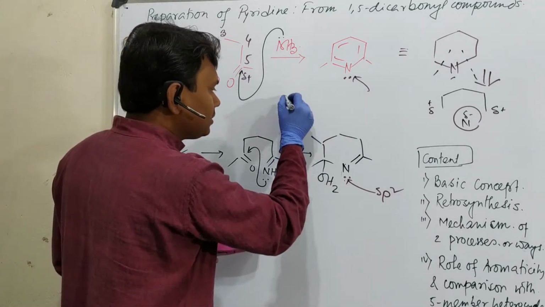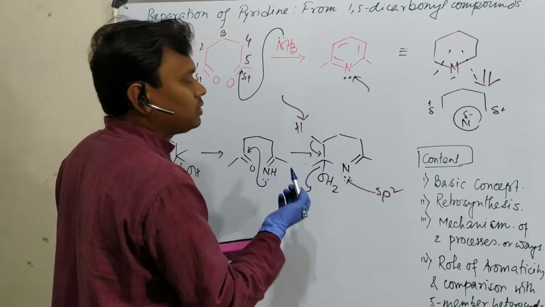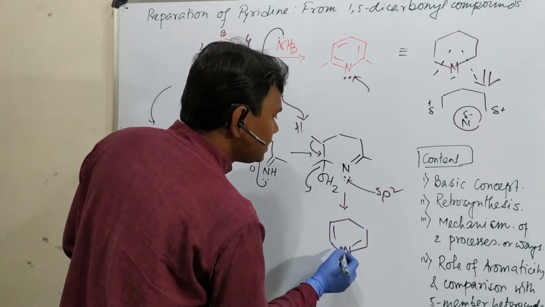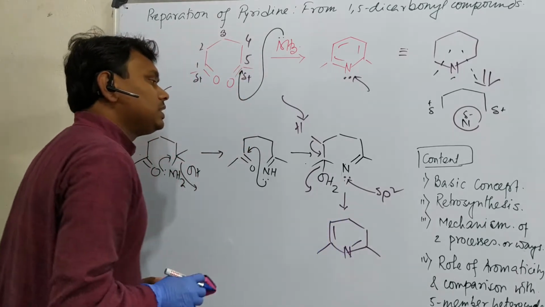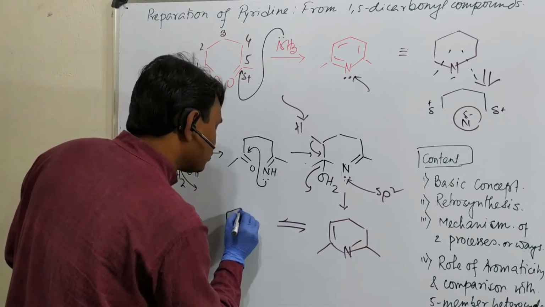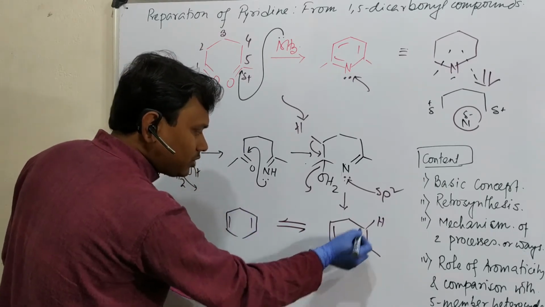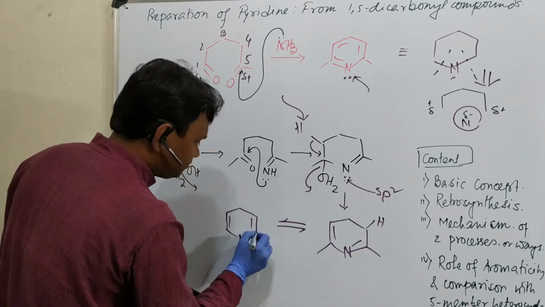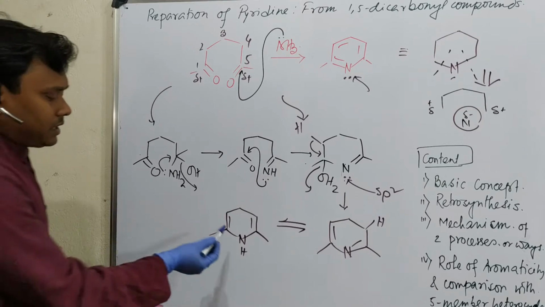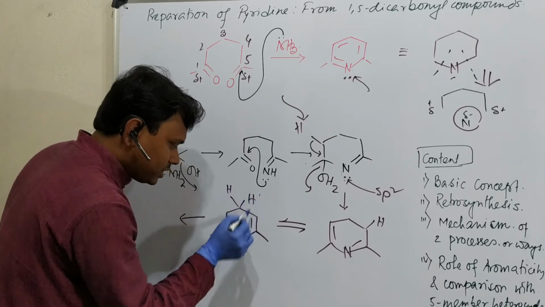So what happens is that it will attack, and in the next stage, this will leave. The final product has the nitrogen here. Now there should be a tautomerization: this hydrogen will shift to this position, because C=N is relatively more stable compared to this. But this is still not aromatic. So how do we make it aromatic? We need to abstract two hydrogens, one from this and one from this.